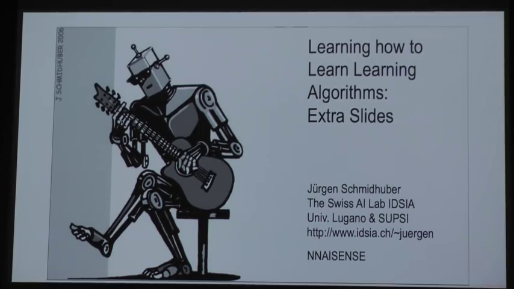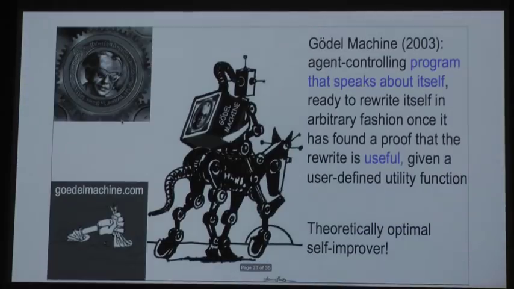Could you go back to the slide where you talked about the sense in which the Gödel machine is optimal in self-improvement, and maybe elaborate on that a little bit more, because I've never really understood that.